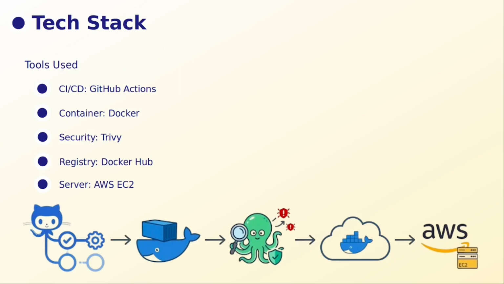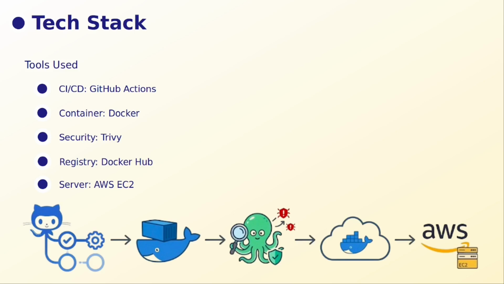Let's start with the tools used. In this project, we use a simple but powerful set of tools. First, for CI/CD, we use GitHub Actions. It allows us to automate the entire pipeline directly from our repository. Next, we use Docker to package our application into a container. This ensures consistency across environments: development, testing, and production.